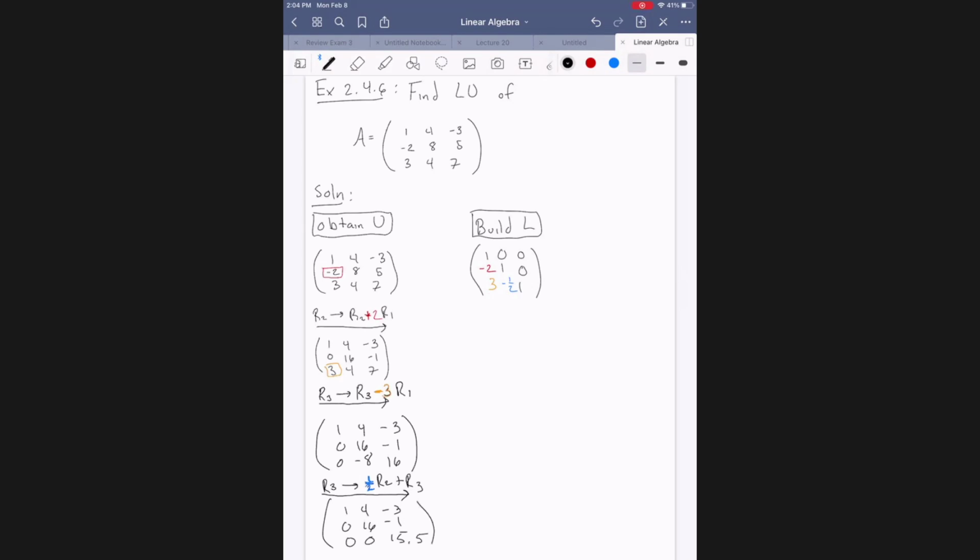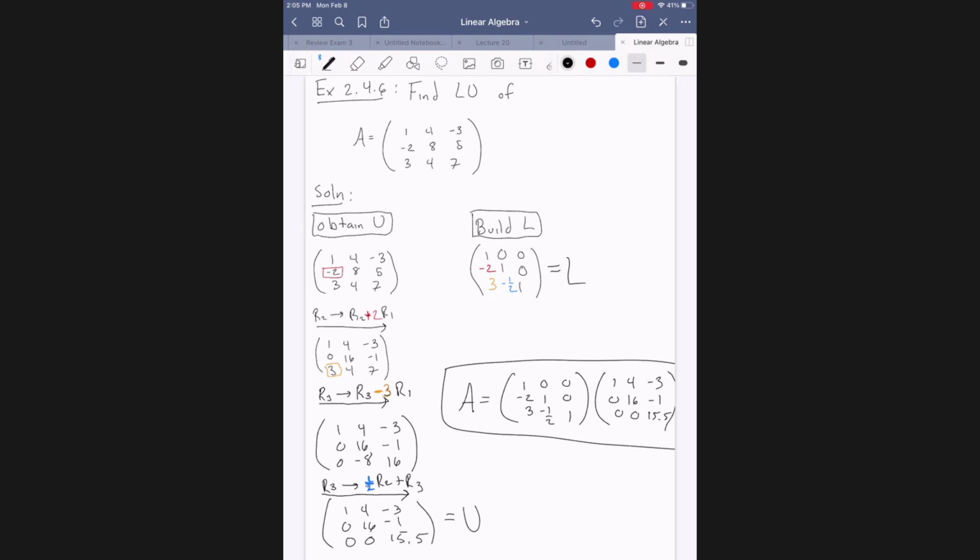So now this is L and this is U. So A is going to equal 1, 0, 0, minus 2, 1, 0, 3, minus 1/2, 1, times 1, 4, minus 3, 0, 16, minus 1. Like this, okay? And yeah, this procedure is how you get the LU.